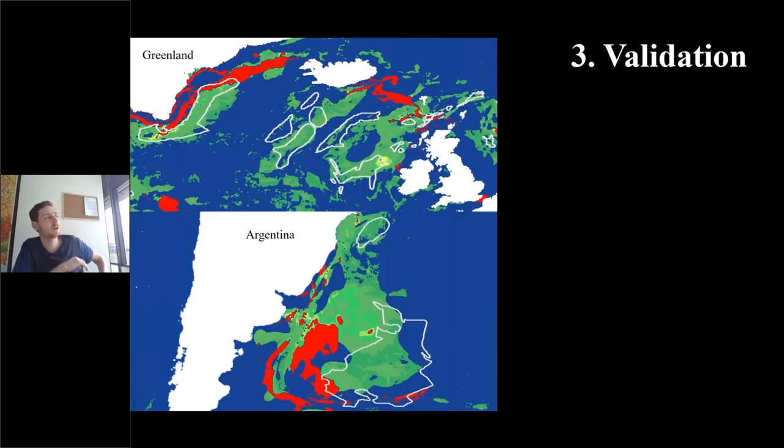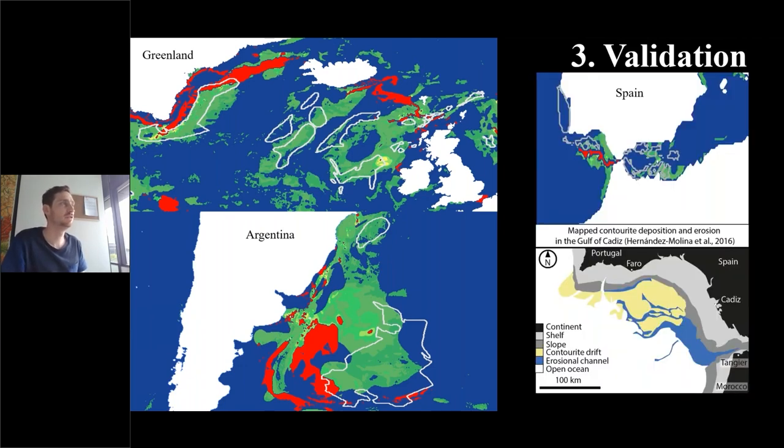And the third step in this process is to validate the prediction. So you simply overlay your mapped contourites with your prediction, and it shows you to which extent the prediction corresponds to what has been mapped. And it gives you some degree of accuracy, right? It gives you some sense of how accurate the prediction is.